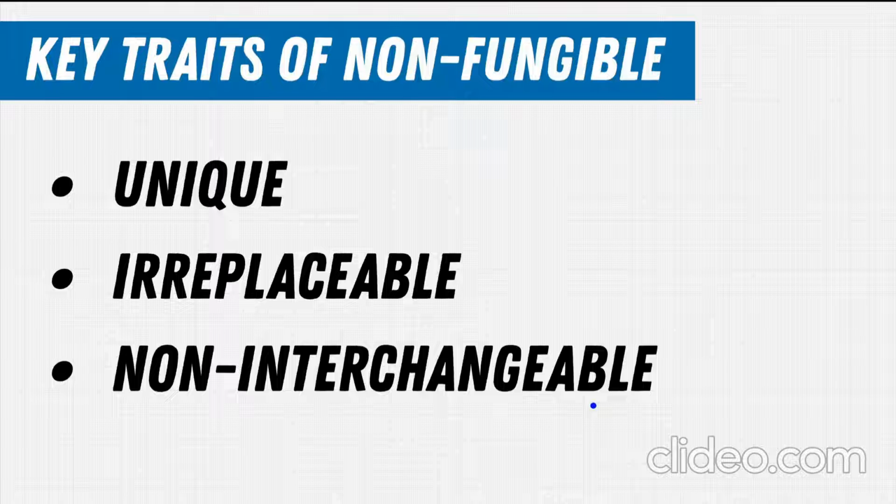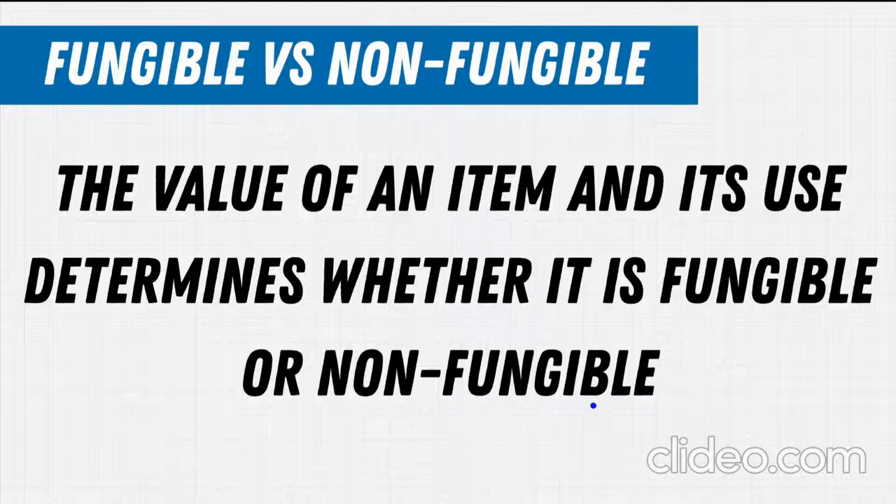Okay, so we know what makes something non-fungible. But then we go back to the coin example, fungible versus non-fungible, because cash was fungible, but then I talked to you about coins. The value of an item and its use determines whether it's fungible or non-fungible outside of the traits, right? So the value we assign to it also has to be tied into it. It's not just the key traits.